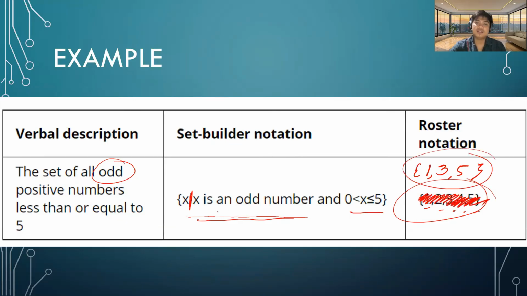So this is the correct one. So x such that x is an odd number. So when you say odd number, it is not even. So we know that even numbers are 2, 4, 6, 8, 10, and odd numbers are 1, 3, 5, 7, 9, and so on. And it is from 0 up to 5 or less than or equal to 5, and it is positive. So yan.